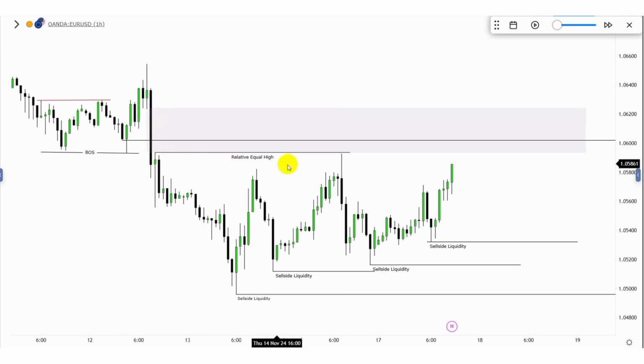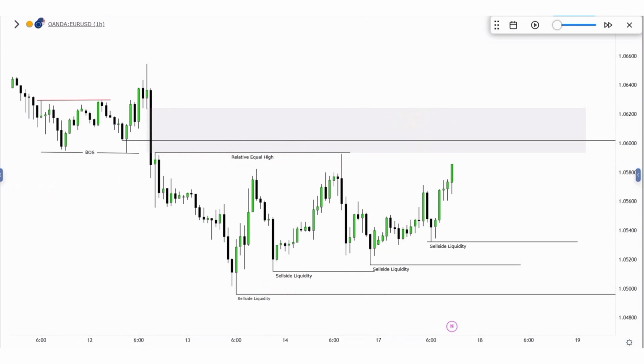We have pools of liquidity sitting here. Price is failing to create a lower low. We can see a bullish market condition. Price wants to take out the relatively equal high since we have a sponsorship zone yet unmitigated. So this is our fair value gap.